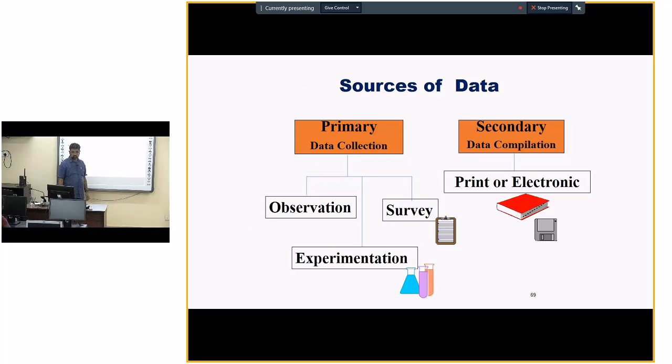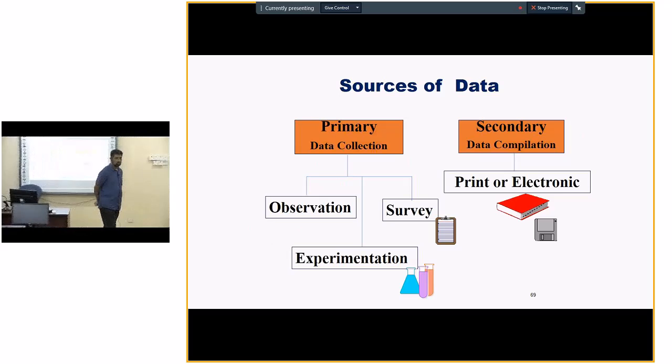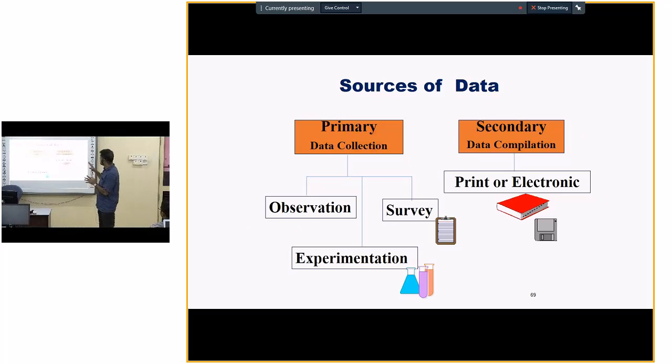Right. Now we can continue. Now you can see sources of data. Now I move to the second part of that. I didn't complete that data analysis part, right?